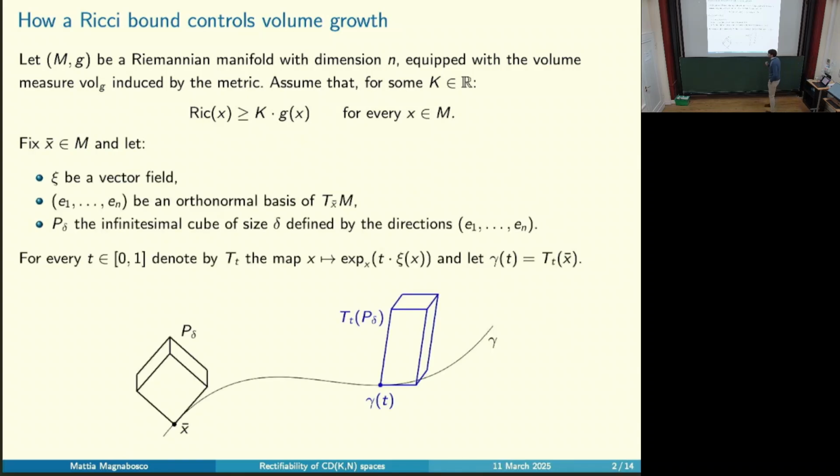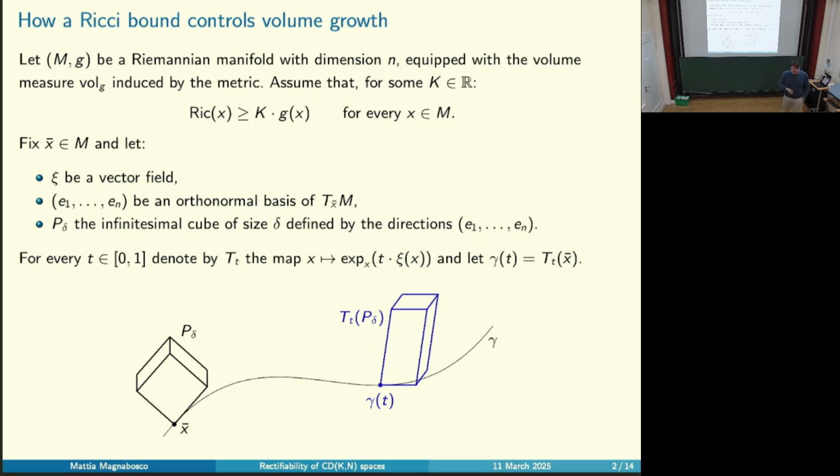And now we want to study volume distortion along the geodesic flow. And to this aim, we fix x̄ in M. We consider a vector field ψ defined in a neighborhood of x̄. And we consider an orthonormal basis of the tangent space to M at x̄. And for every δ small, we define P_δ. We call P_δ the infinitesimal cube of size δ in the direction of the orthonormal basis.